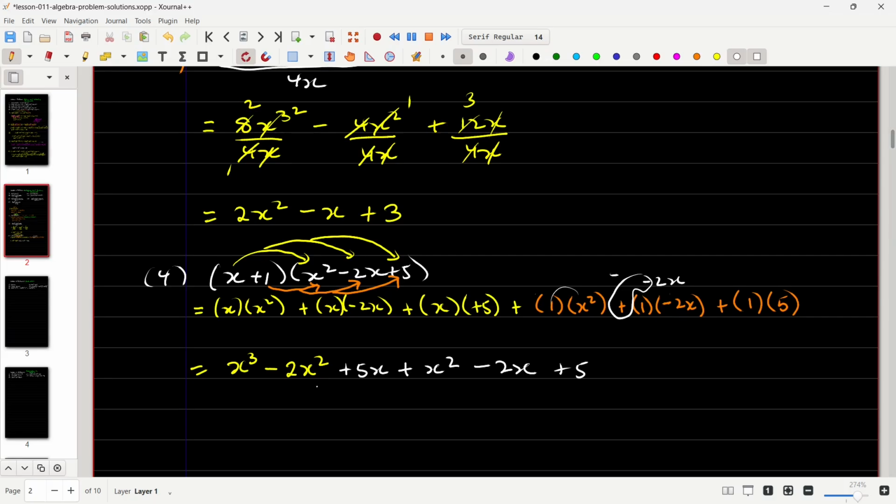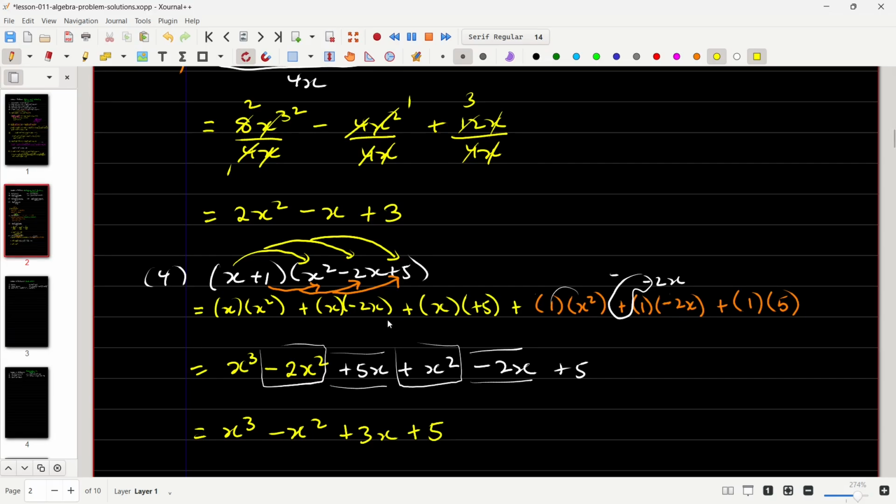And then I'm seeing terms that are similar, which is this one here and this one here. And then I'm seeing this one here and this one here. So I'm going to group those and add them together, and I'm going to get x to the third power. And then when I take the x squareds and simplify them, I will get minus x squared. And you can take your time and work that out if you don't see how I make that jump. Then we have 5x minus 2x, which is going to give me plus 3x and then plus 5. And that's the final answer there.